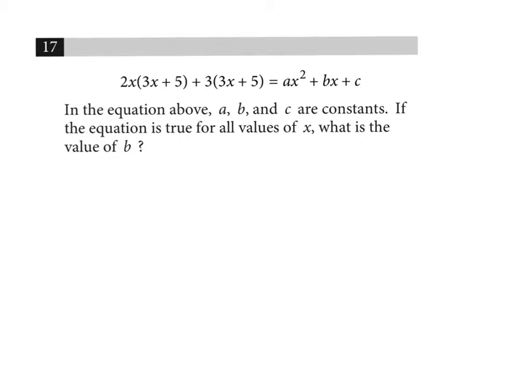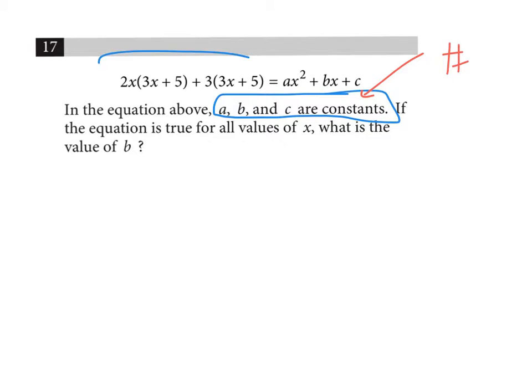Problem 17. In the equation above, a, b, and c are constants. The SAT loves to give you this term, a constant. A constant just means a number. So a, b, and c just represent numbers. If the equation is true for all values of x, what is the value of b?